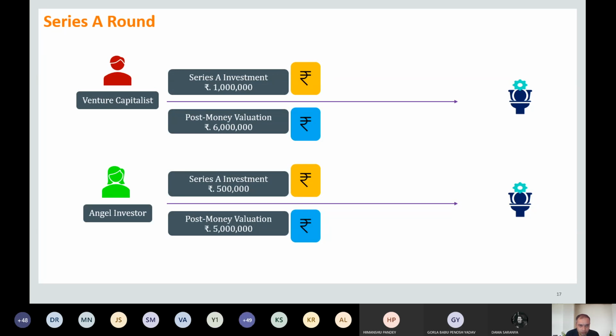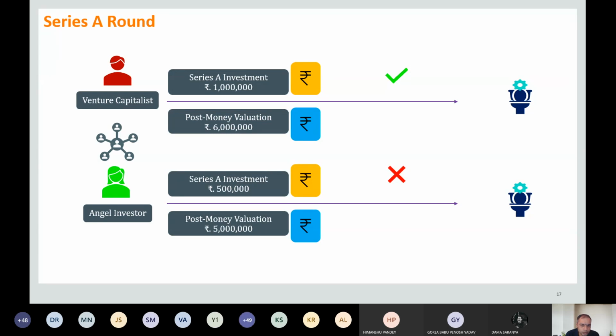Venture capitalist. Okay, because he is giving 10 lakh rupees, your angel investor is giving only 5 lakh rupees. So what you are going to do, you are going to accept the offer of the venture capitalist, and you are going to avoid the offer of the angel investor. So that's the situation.